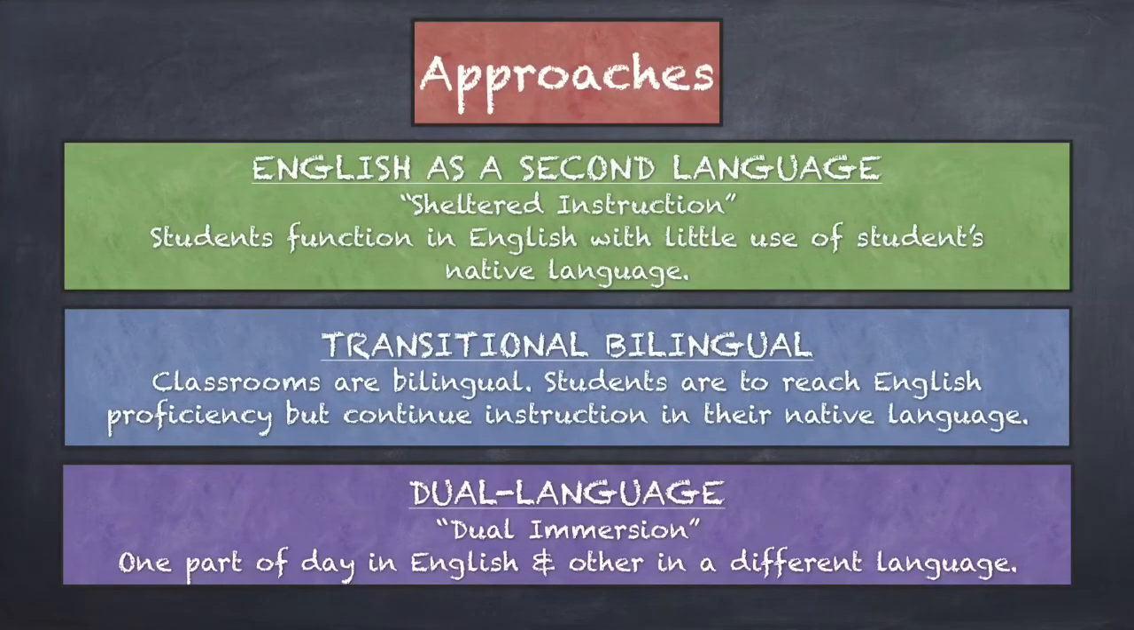There are several approaches to teaching EL students, the most common 3 being English as second language, transitional bilingual, and dual language. English as second language is also considered sheltered instruction. In this, students function in English with little use of the student's native language. Transitional bilingual is when classrooms are bilingual. Students are to reach English proficiency, but continue instruction in their native language.